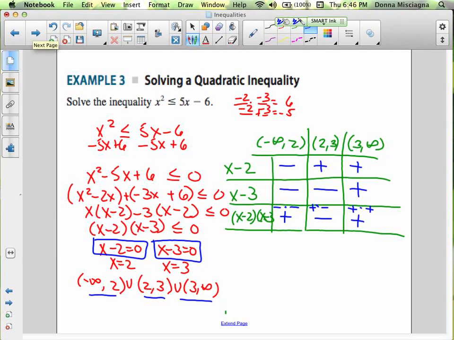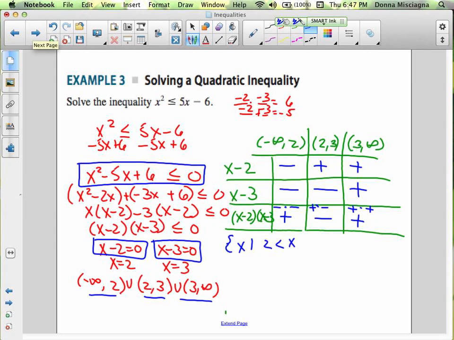So let's check what our inequality said. We need to go back to this one where everything is on one side. We want values that are less than 0. Well, the only place where we get a product that is less than 0 is going to be on the interval 2, 3. So that's our solution set here, the interval of 2 to 3. So we want x such that x is greater than 2 but less than 3.